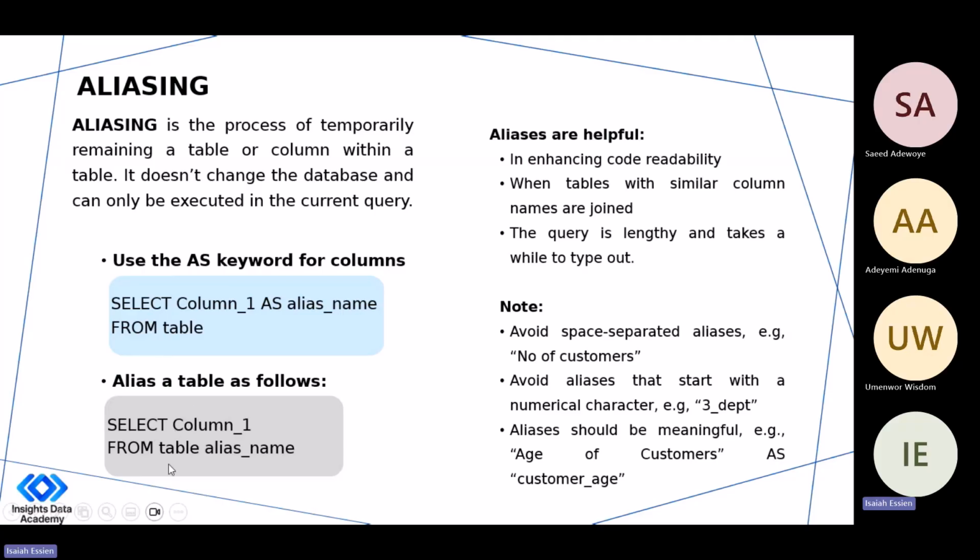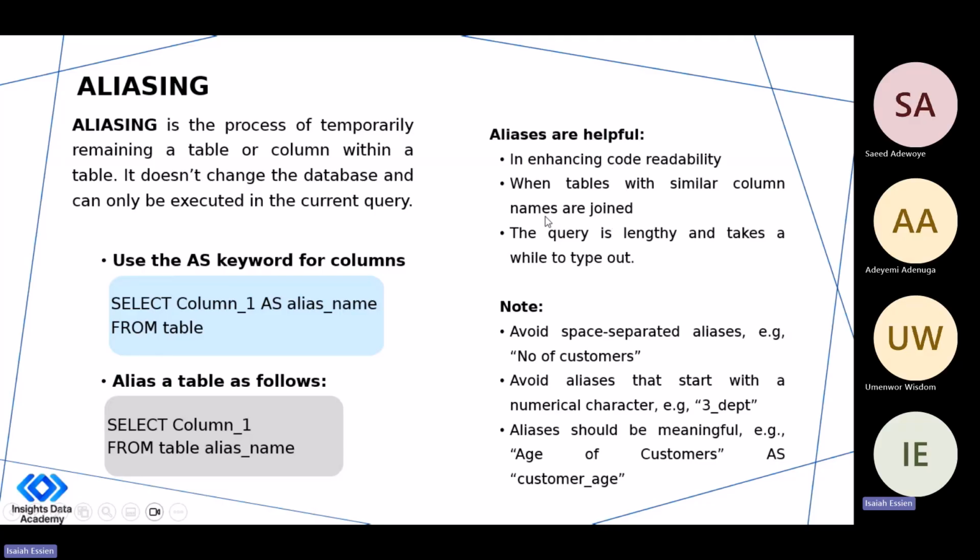Also, you can alias tables. So most times for tables, we don't even use the as keyword. We just write select column from table followed by its alias name. So aliases are helpful in enhancing code readability. It makes code easier to read, especially when you have a lot of functions or you are doing quite some calculations in your SQL. These aliases can help to make your code more readable. And when you join tables with similar columns, you just have to use aliases to make it more readable.